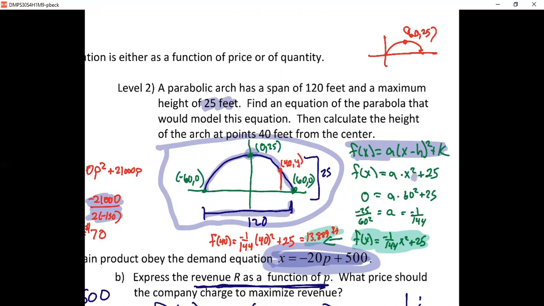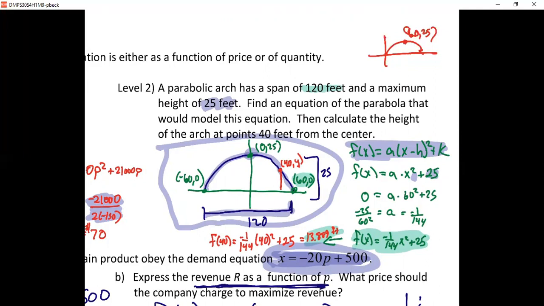So we fill in the h is 0, the k is 25. And then that's where we use another point. The other point that I have is using the span of 120 feet, which creates this coordinate here, 60, 0. Then I could fill it in and solve for A, just like we did last time. That's why it's more of a level 2 problem, because we've seen it before and worked with it before, we're just putting it in terms of a context.